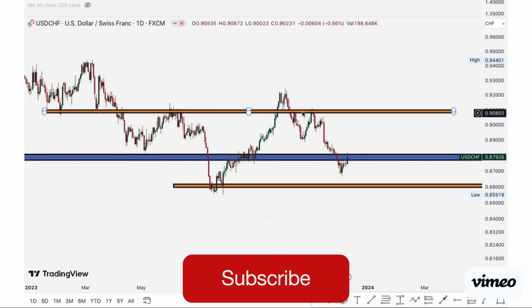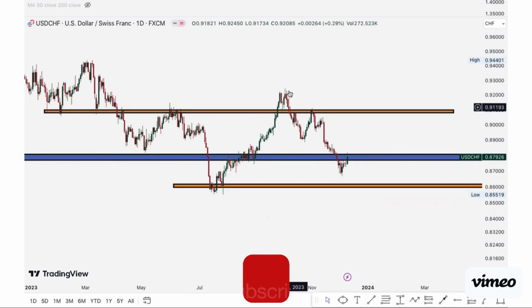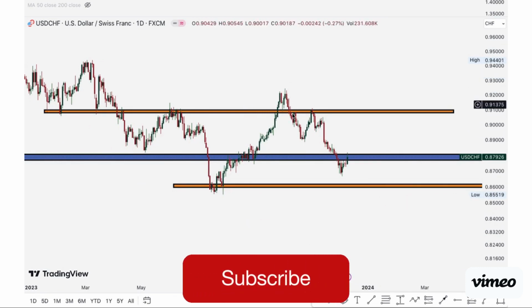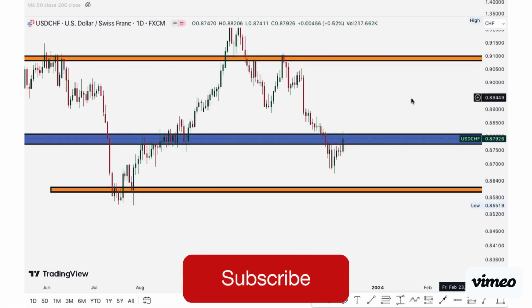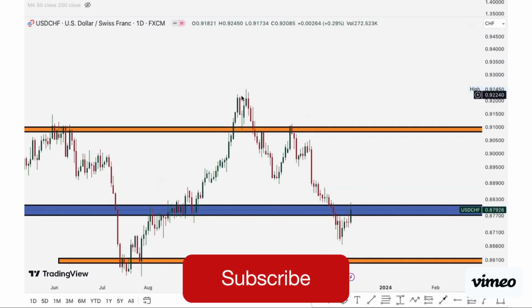I called this pair when this pair was here. I said, anything that makes us break back below this key level, this minor level here, we should go to the downside, and that is in fact what we did. So we first of all broke back down after this fake out here. This was the fake out here.